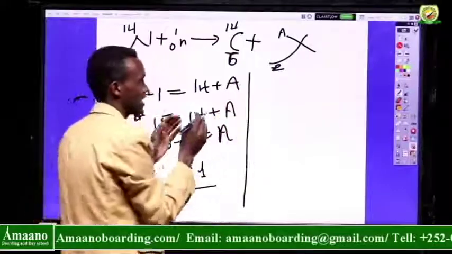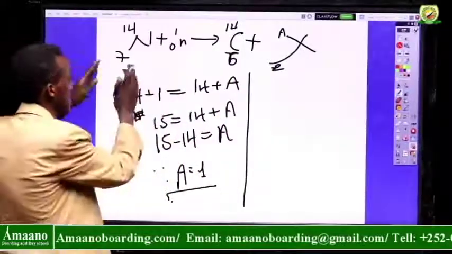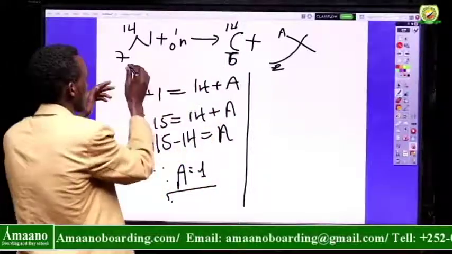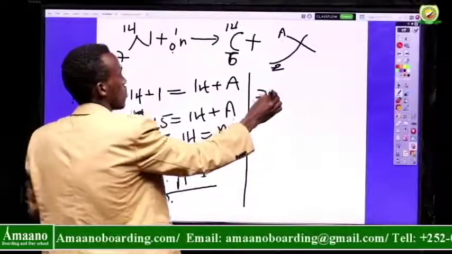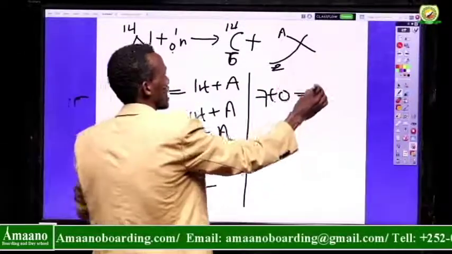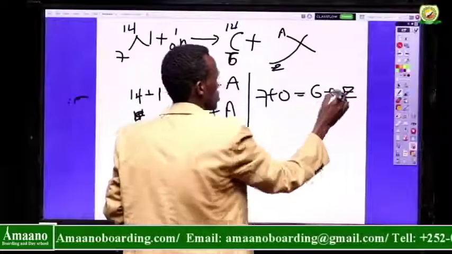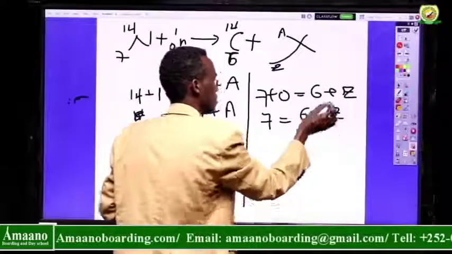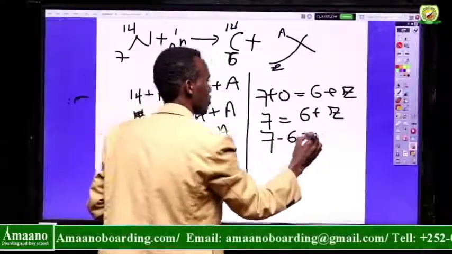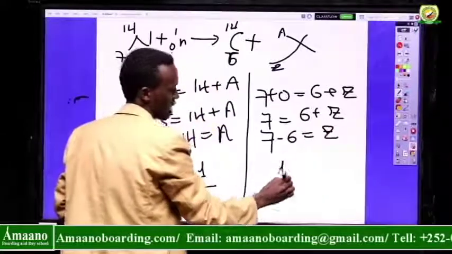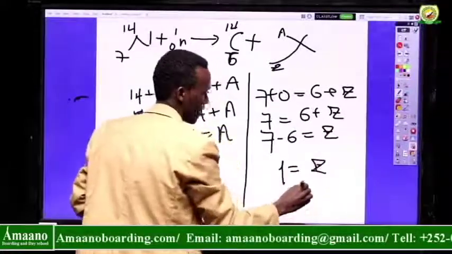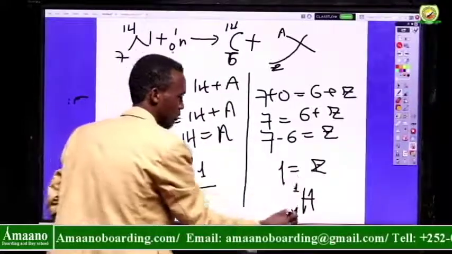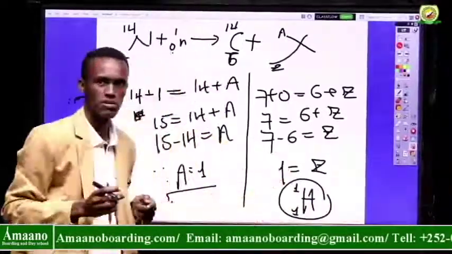Now we find the atomic number. The sum of the atomic numbers of the reactants is equal to the sum of the atomic numbers of the products. So 7 plus 0 is 7, which equals 6 plus Z. Moving 6 to this side, 7 minus 6 gives 1, so Z equals 1. Therefore we have a new element with mass number 1 and atomic number 1. That element is hydrogen.